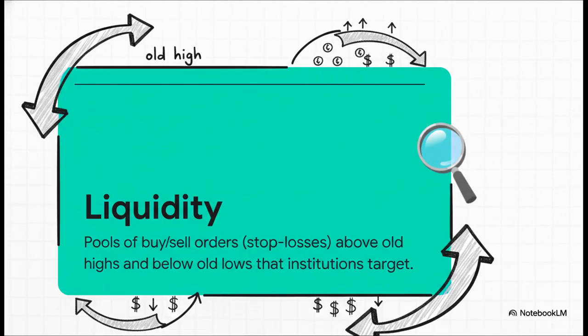And the easiest way to think about it is where the orders are. See, above every old high, there's a big pool of buy orders, mostly stop losses from people who tried to short. And below every old low, there's a pool of sell orders. Institutions, the smart money, they need to tap into these pools to get their huge orders filled without causing the price to run away from them.